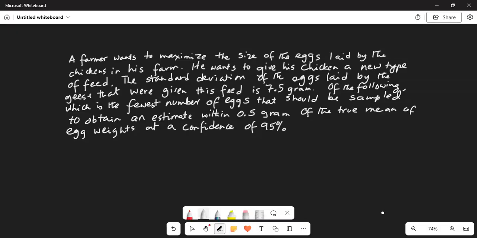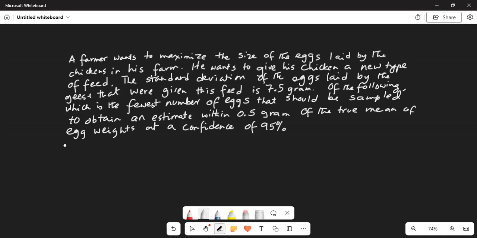A farmer wants to maximize the size of the eggs laid by the chickens in his farm. He wants to give his chicken a new type of feed. The standard deviation of the eggs laid by the geese that were given this feed is 7.5 gram. Of the following, which is the fewest number of eggs that should be sampled to obtain an estimate within 0.5 gram of the true mean of egg weights at a confidence of 95%.